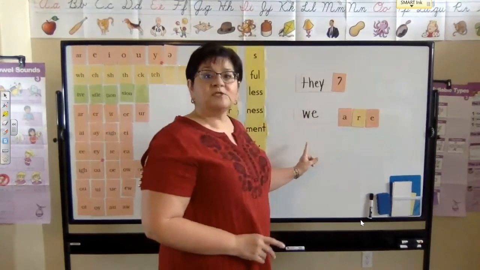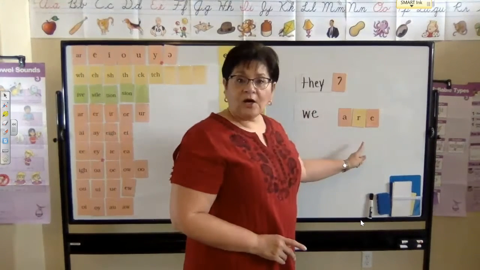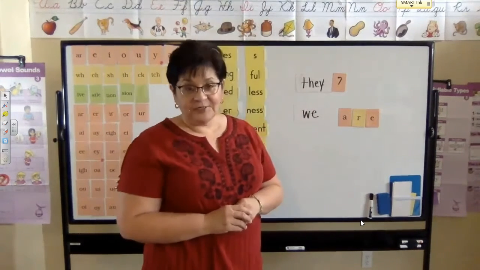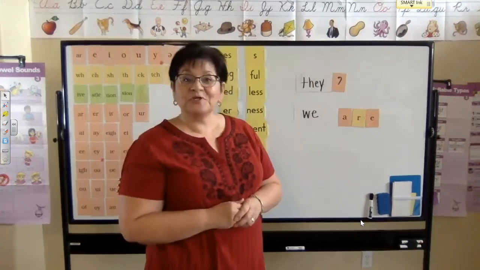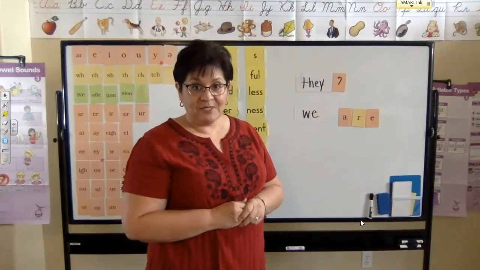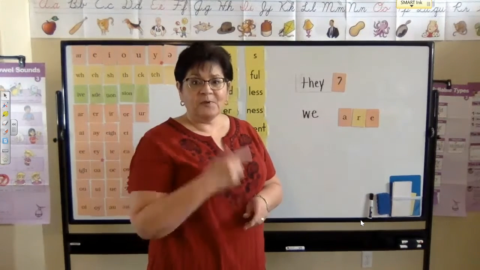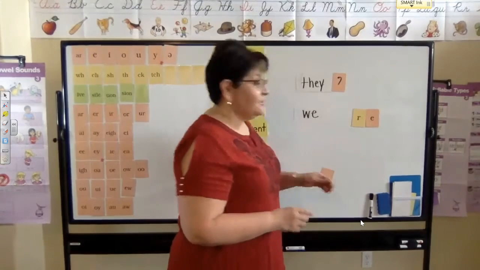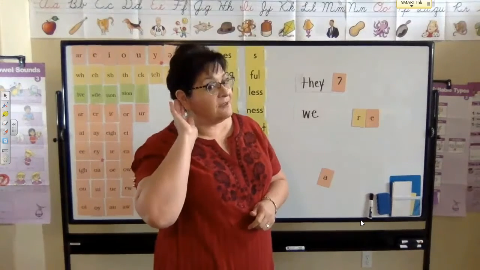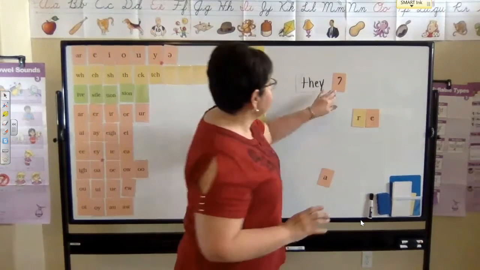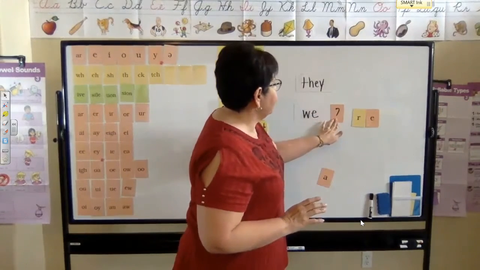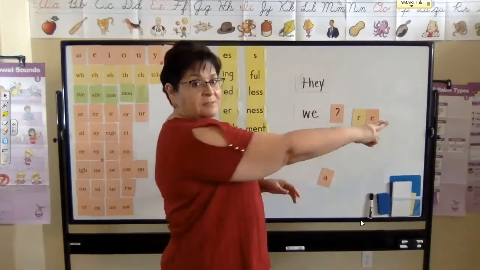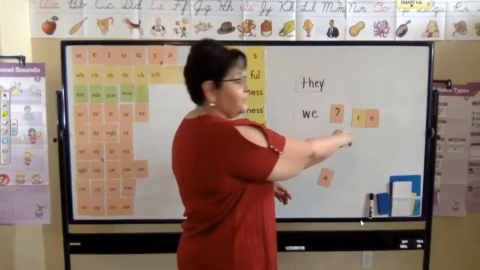Ready? Let's read these two words. We are. We are here today. Let's make it into a contraction. Think about what I'm doing. Point to what I'm going to take away. The letter A. Tell me what I need to bring down. The apostrophe. And with your two fingers, help me scoot over this R and the E.